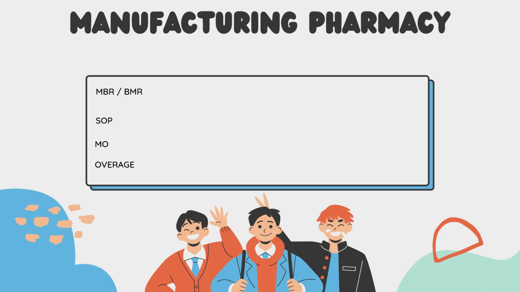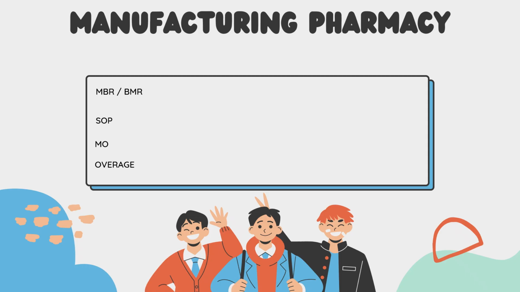Now let's talk about the MO, or manufacturing order. This comes from the production planning team, and it authorizes the start of manufacturing for a specific product and quantity. The MO usually includes the assigned batch number, target yield, production schedule, and linked documents like the BMR and Bill of Materials. Think of the MO as the green light to begin production.